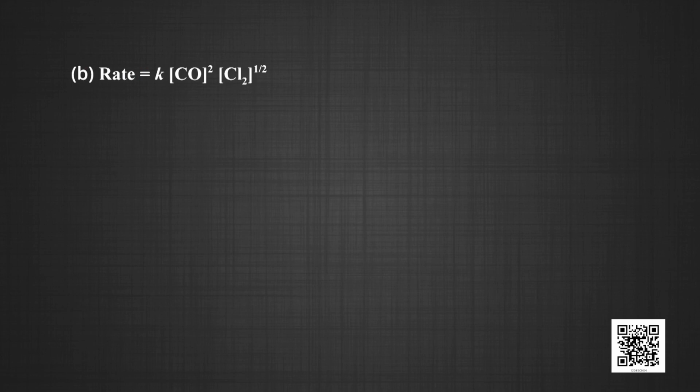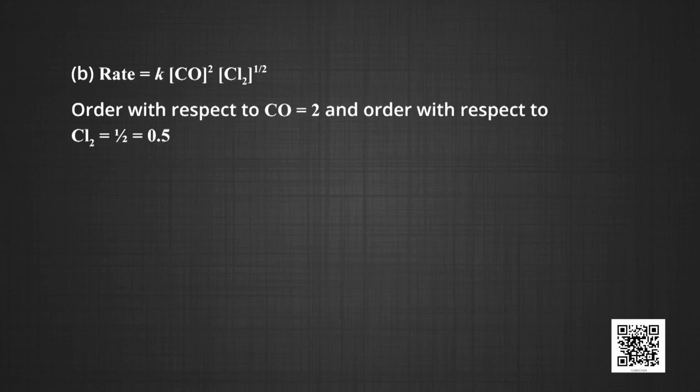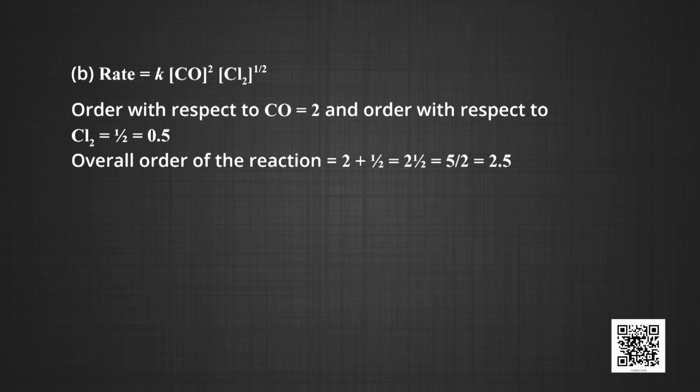Part B: rate is equal to K, concentration of CO raised to power 2, concentration of Cl2 raised to power half. The order with respect to carbon monoxide, that is CO, is 2, and the order with respect to Cl2 is half, that is 0.5. The overall order of the reaction is 2 plus half, equal to 5 by 2, equal to 2.5.